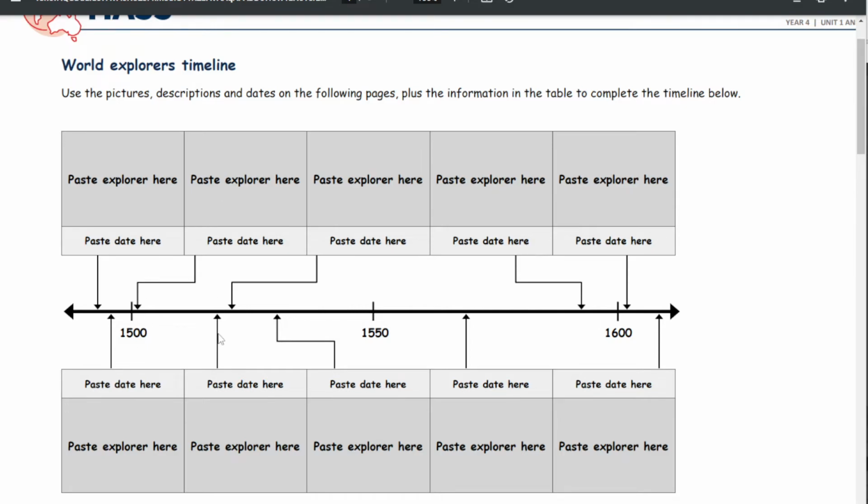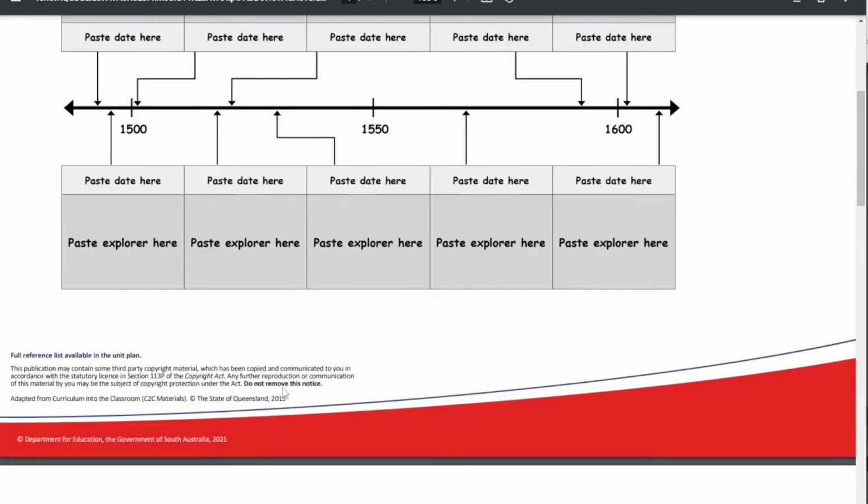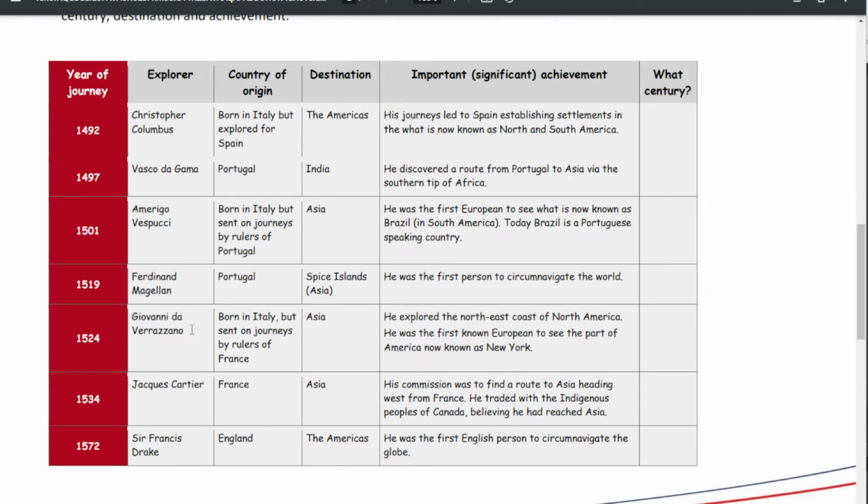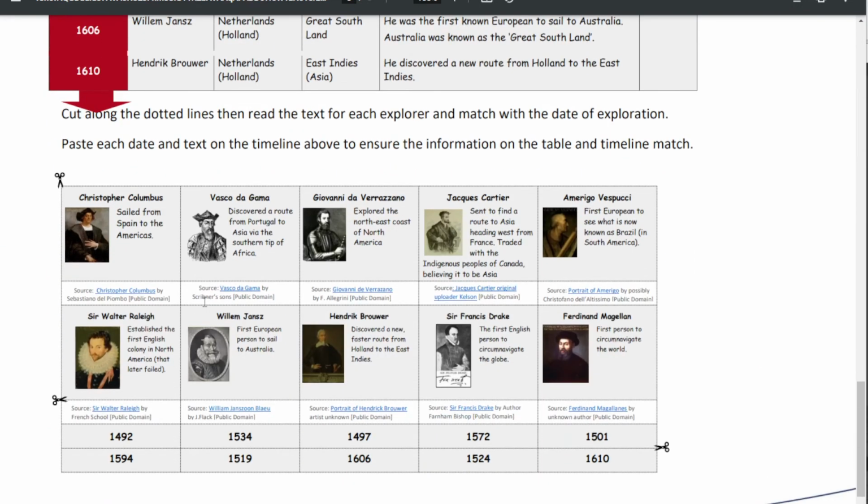So you'll work through the timeline, using this information here to help you out with this. So again, don't cut this out. Just get rid of it, throw it in the bin. All this information here, throw that in the bin. But worry about this information. Look at this information. Cut that out.